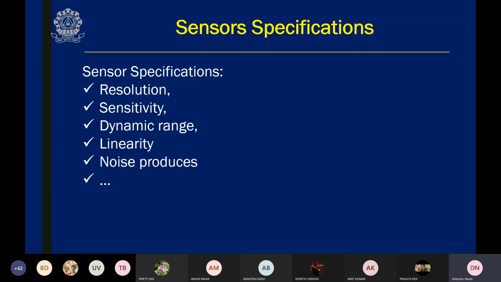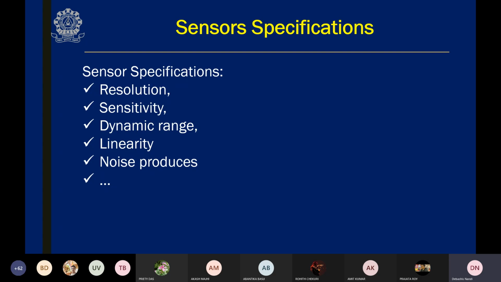And noise produced, different types of noise components may be generated at the output. So that is another factor. The sensor will use different types of circuits also. And these circuit components may generate some thermal noise and other types of noise, shot noise and other types of noise. This noise should be very, very small for a particular type of sensor.